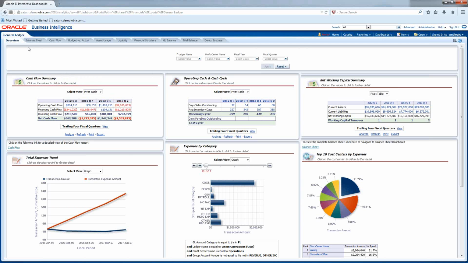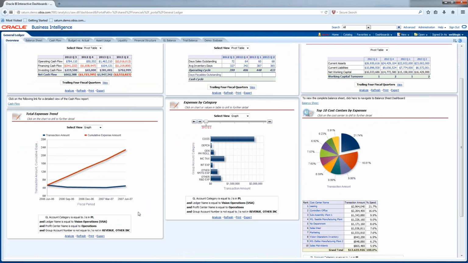On our overview page of general ledger, this presentation layer is really going to be looked at by your CFO, your controller, your vice president of FP&A. Going across from left to right, it gives you a cash flow summary, your operating cycle, which is basically your inventory turnover, and your current ratio, which really is your working capital summary. Scrolling down, we get an expense trend. Expense by category is a breakdown of your expenses.